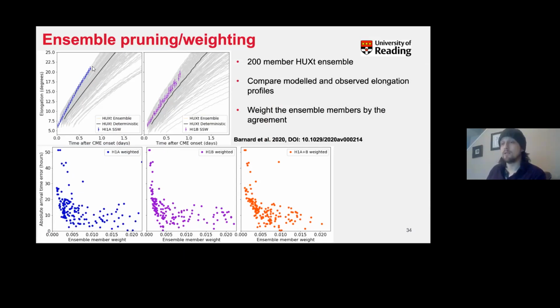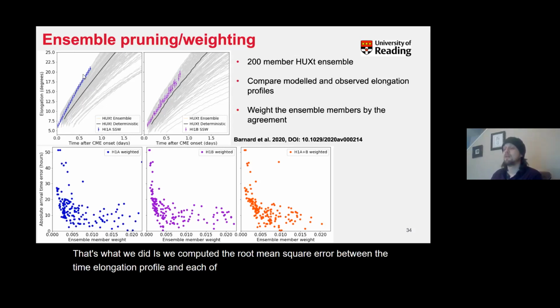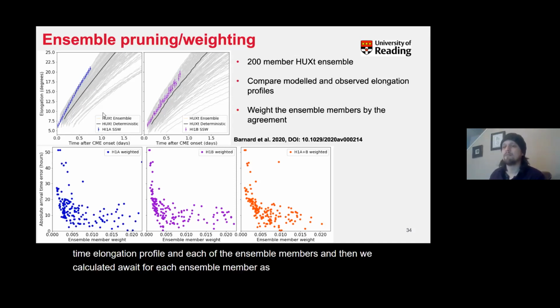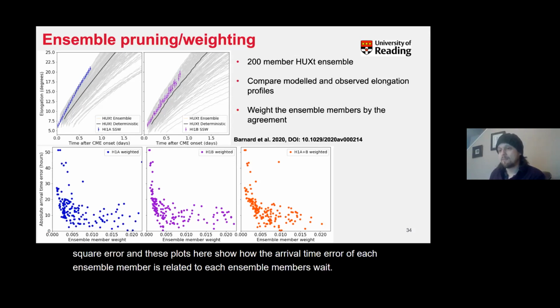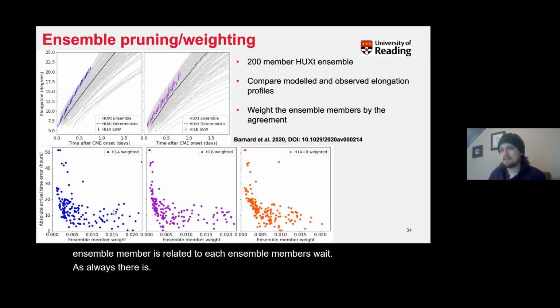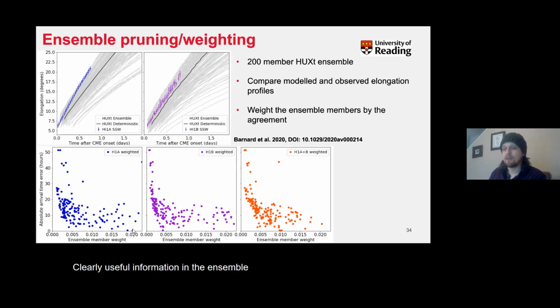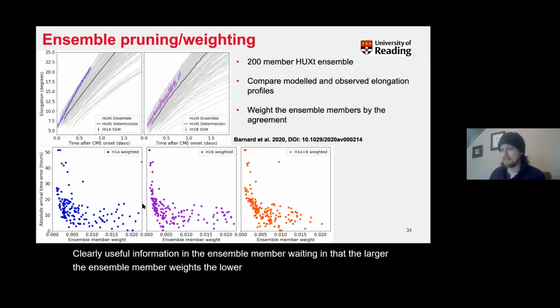And so what we did is we computed the root mean square error between the time elongation profile and each of the ensemble members. And then we calculated a weight for each ensemble member as 1 over the root mean square error. And these plots show how the arrival time error of each ensemble member is related to its weight. And so there is clearly useful information in the ensemble member weighting, in that the larger the ensemble member weight, the lower your arrival time error is likely to be.